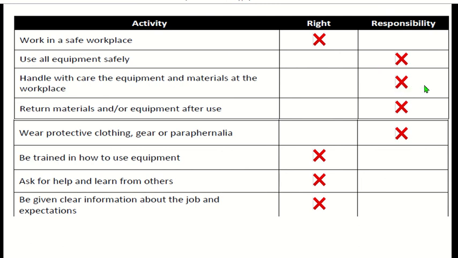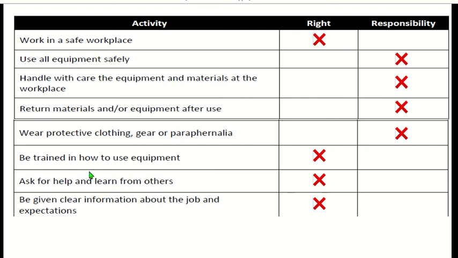Return materials or equipment after use. So, ibalik ang mga kagamitan doon sa kanilang lalagyan pagkatapos gamitin. That is also a responsibility. Wear protective clothing, gear, or paraphernalia. So, kailangan nating magsuot ng proteksyon, no, sa ating katawan. So, that is also a responsibility na dapat nating gawin.